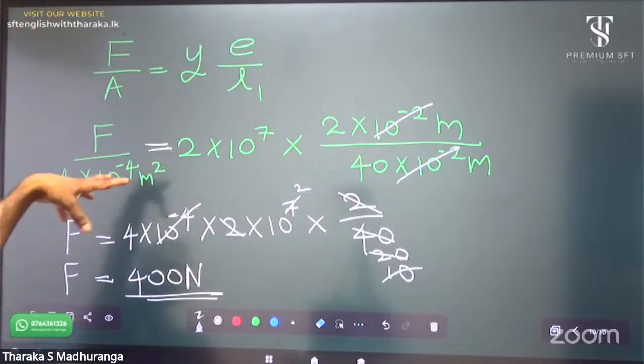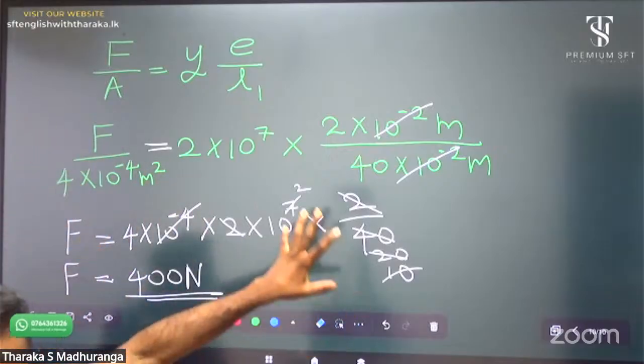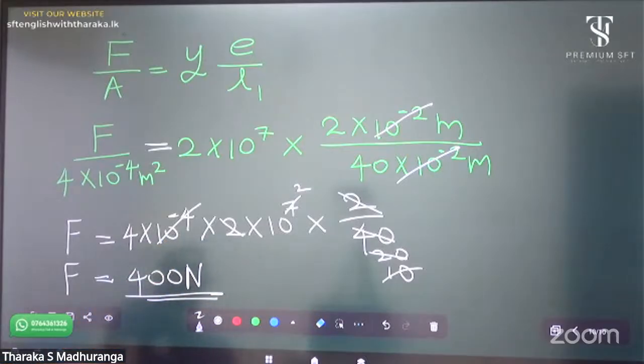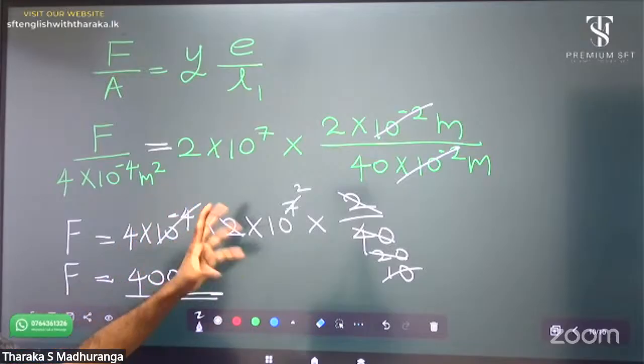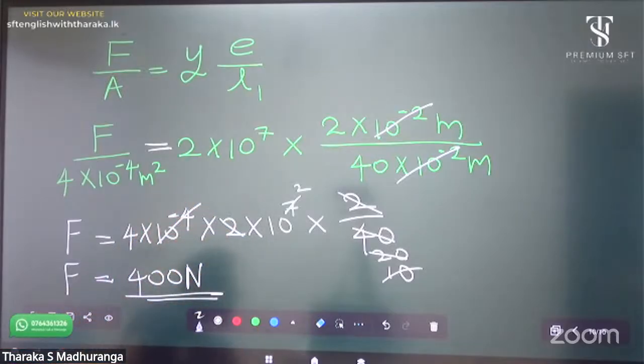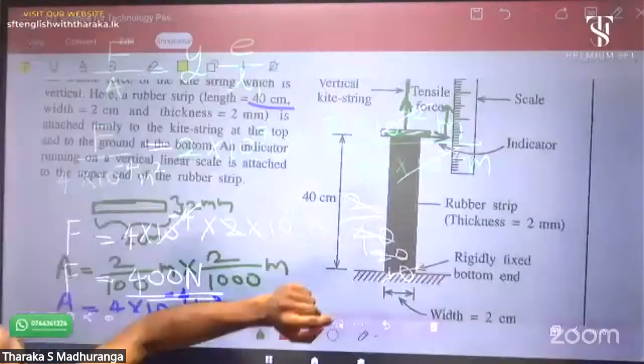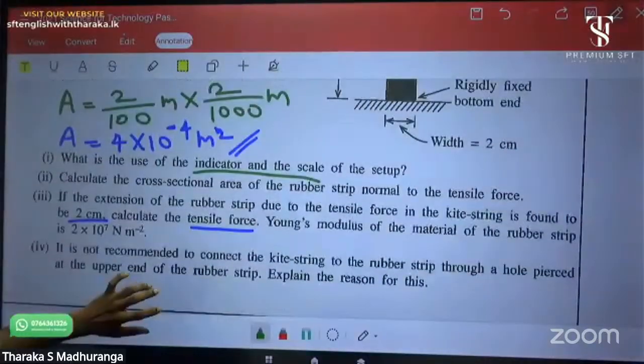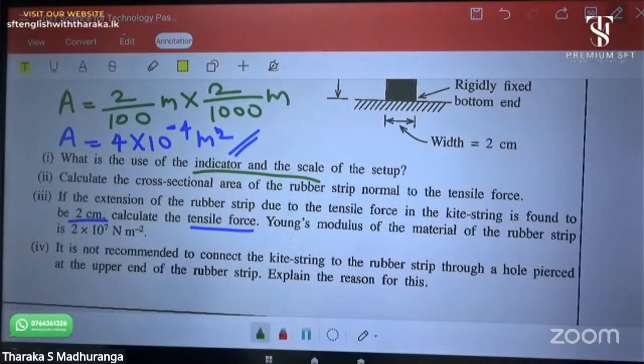Okay, don't think about calculations. You can do it in any way, any method you can use. However, you have to convert all values into standard units. Then you can cancel out units. The final answer is in Newton. F is asking, tensile force is asking. F is 400 Newton.